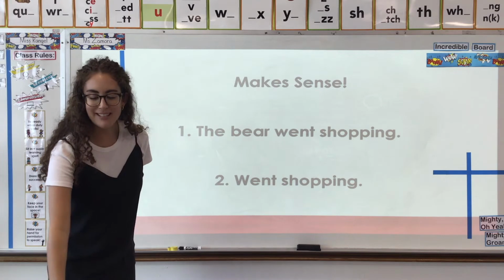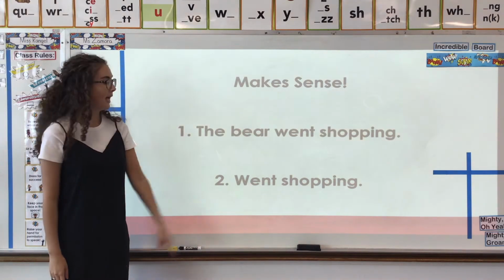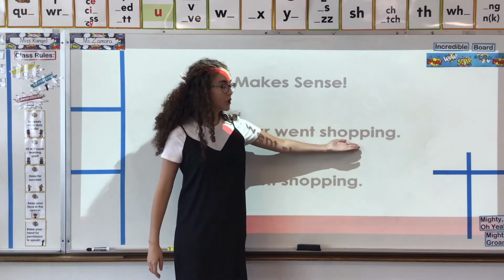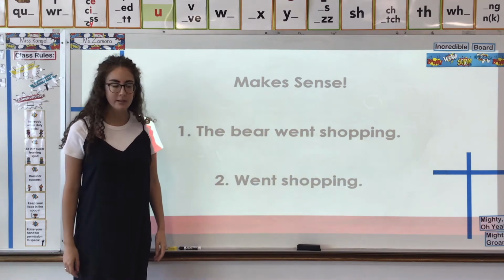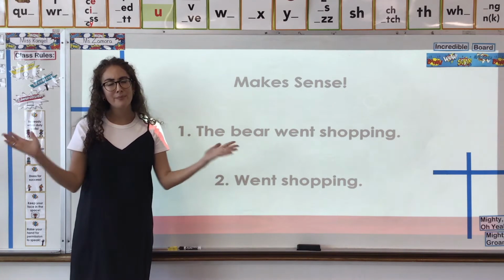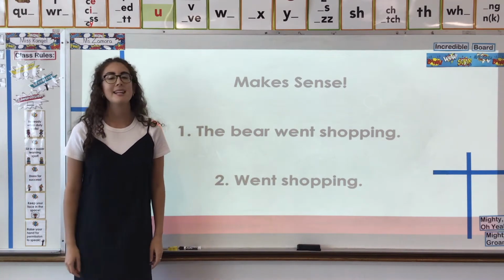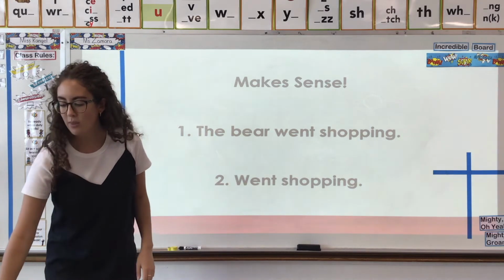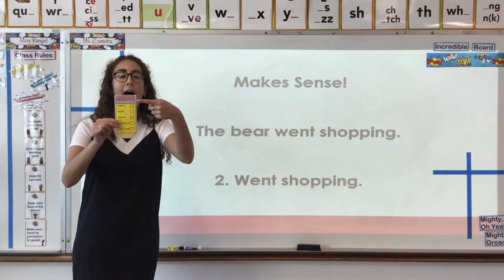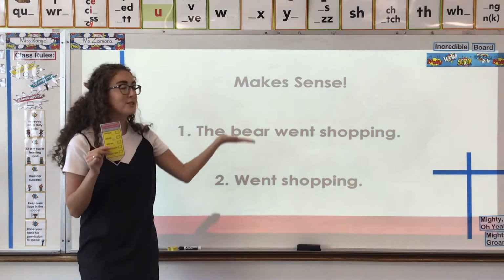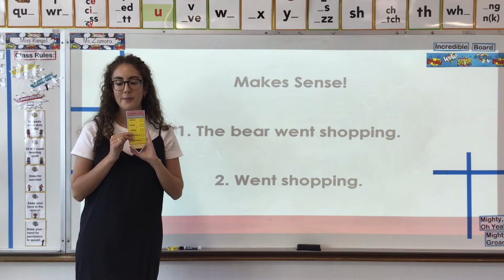It's, of course, sentence number 1, because the bear is the naming part and went shopping is the telling part. For number 2, there's no naming part, so it's incomplete and it doesn't make a whole lot of sense. So that was a little review of how we can use our writer's checklist to catch mistakes in our work.